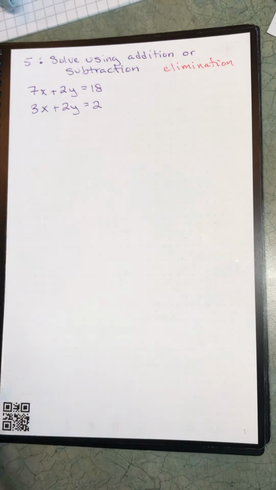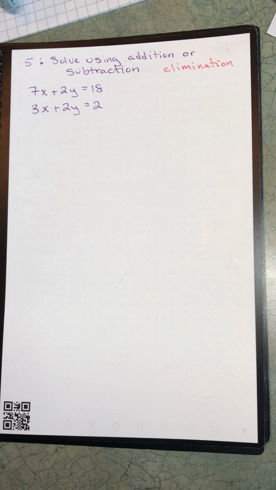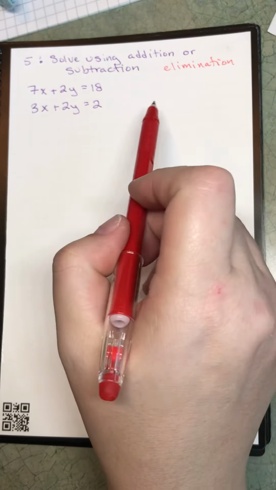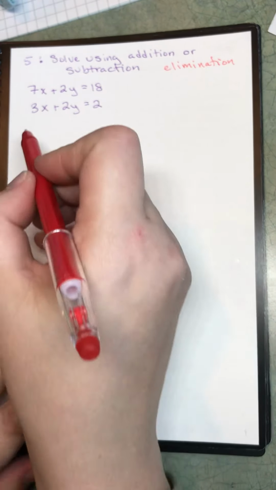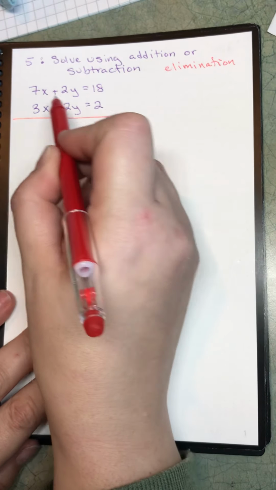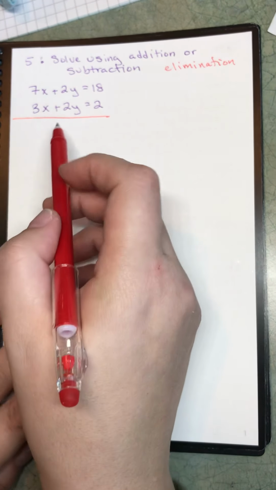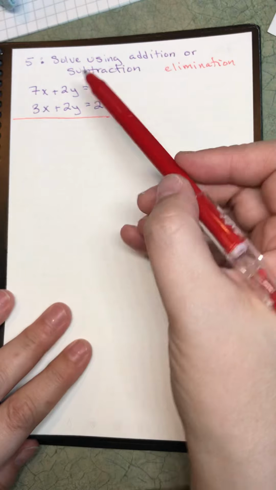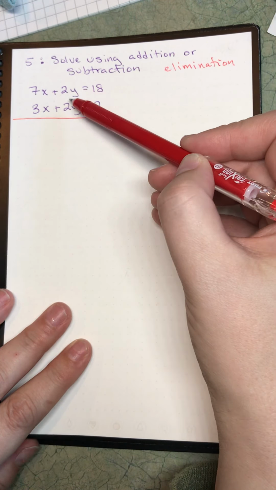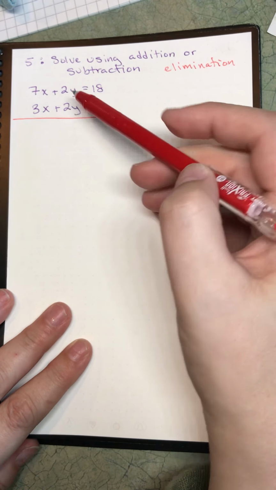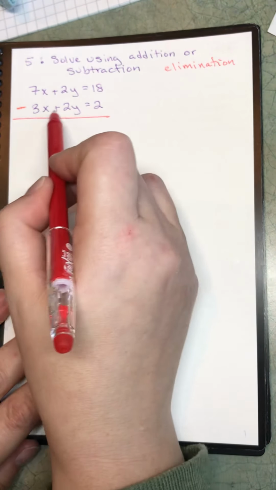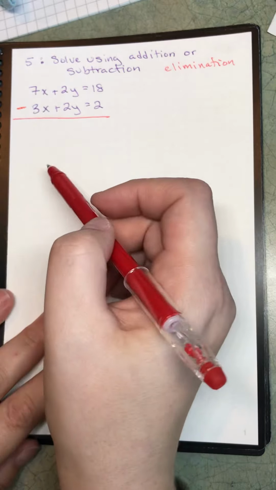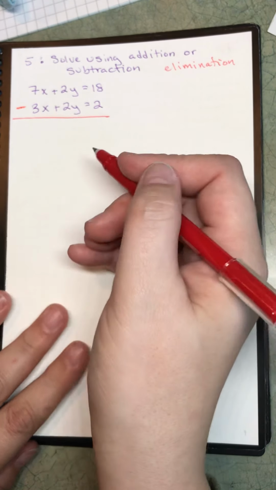So here's my first example. I have these two equations, and what I want to do is eliminate one of the variables. So I'm going to use addition or subtraction to put these two equations together and eliminate one of the variables. Well, I notice here that I have 2y and 2y, and they're both positive. So if I subtract this whole second equation from the top equation, then I will eliminate the 2y.